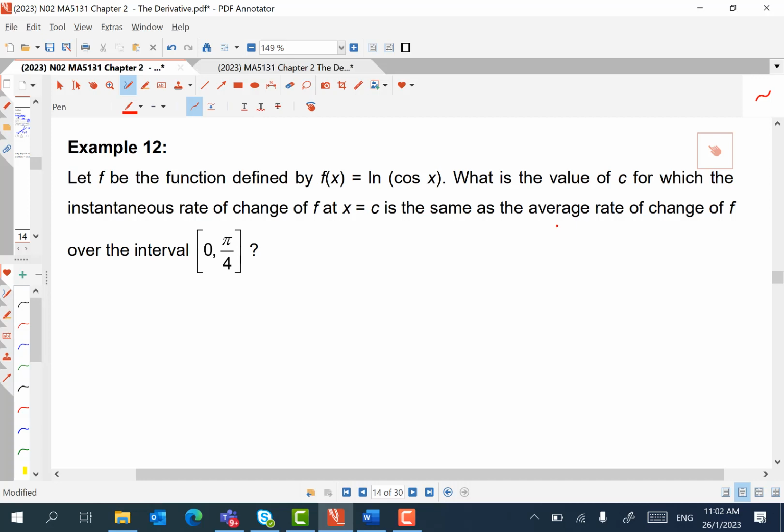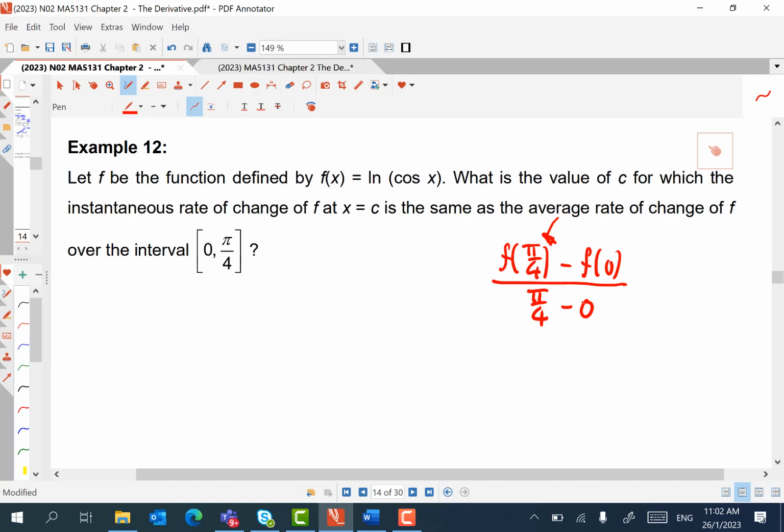So now let's work on this question. When we say average rate of change, it refers to taking the final minus the initial and divide by the interval in question. This is called the average rate of change.